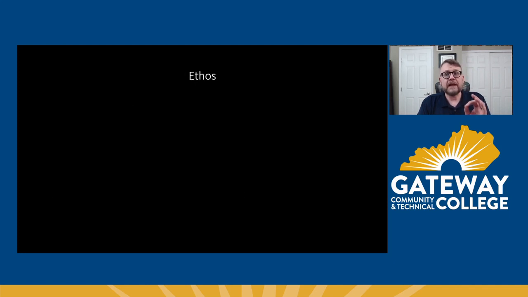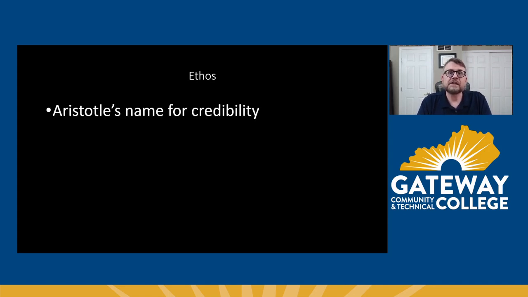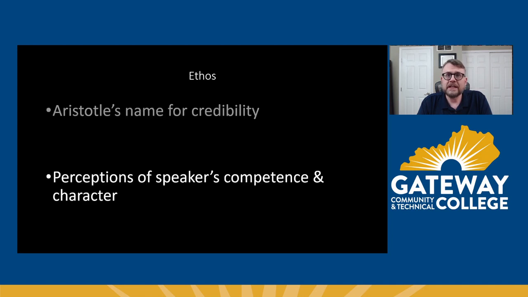So the first thing Aristotle talks about is ethos. Now, ethos is simply Aristotle's name for credibility. If you hear somebody say they have good ethos, they mean you have credibility. And what credibility is, it's the perception of your competence and character from the audience. And you want to have good ethos. You don't want people to think you're just a lying zombie. You want them to think you have competence and character. Even if they disagree with you, you want them to think well of you.